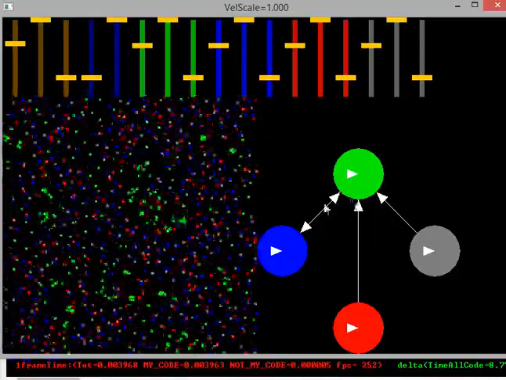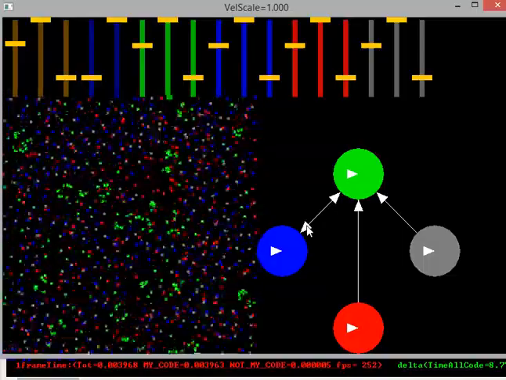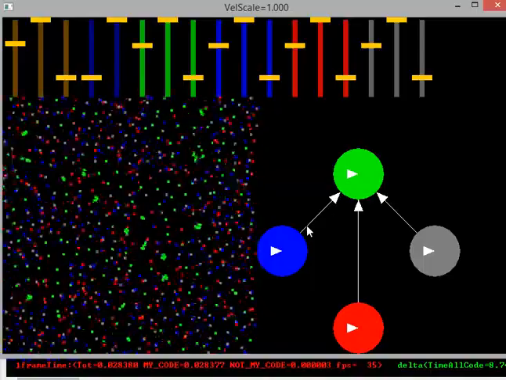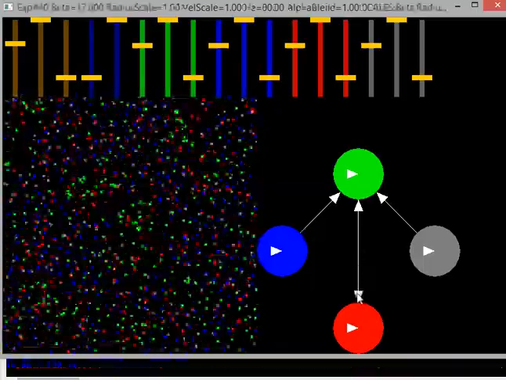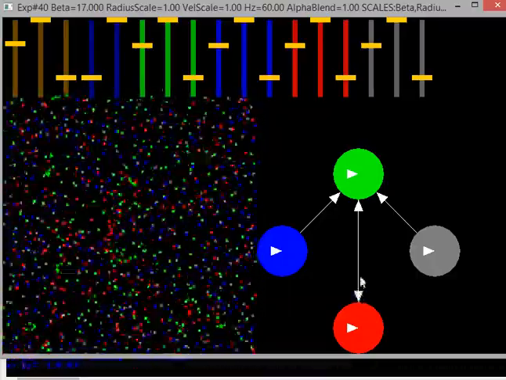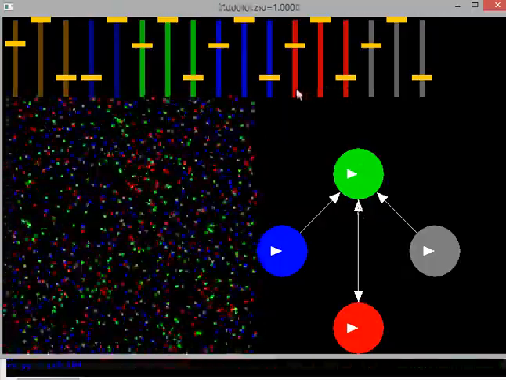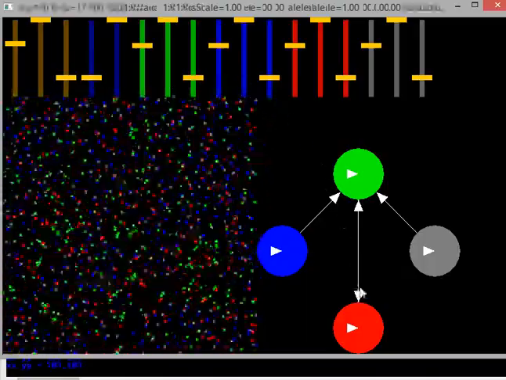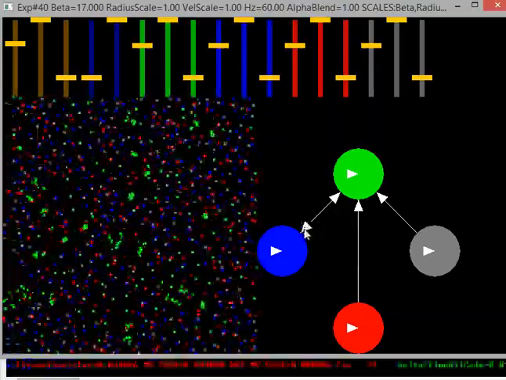So now blue and green. Huh. I caused green to interact with itself. If I turn it back off, green is still interacting with itself. So let's see if I could do that with red. I should be able to. Make sure these are all defaulted. So green reacts.